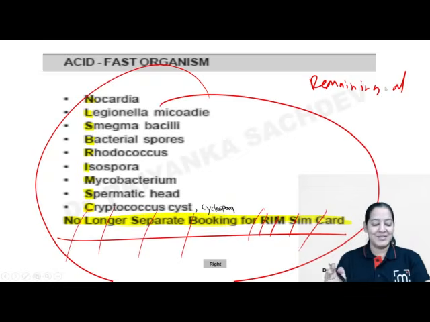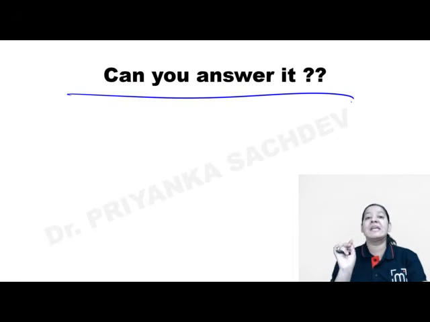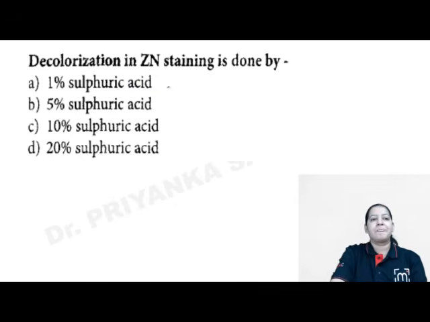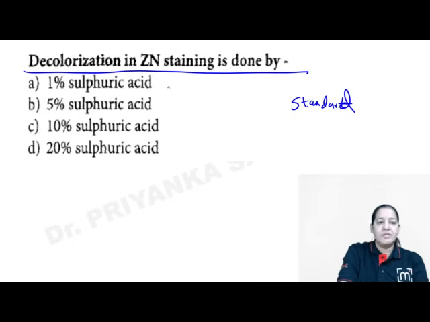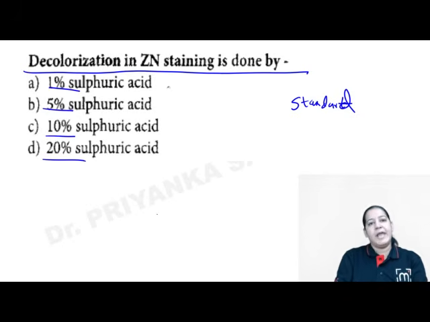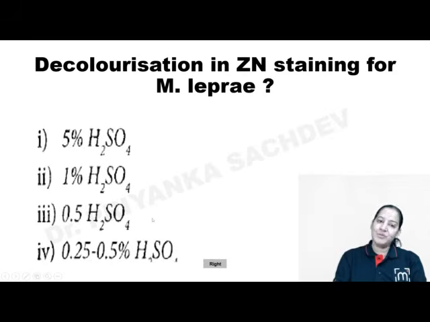Right? Now I would like to ask you 2 questions here. If you have attended my lecture attentively, please answer these 2 questions. Question number 1 is in front of you. Decolorization in ZN stain. If I'm not asking specifically for any bacteria, I want to ask you the standard. What is the standard decolorizer we are using? I'm not mentioning the name of any particular bacteria now. So is it 1% sulfuric acid, 5% sulfuric acid, 10% sulfuric acid, or 20%? ABCD, what is your answer? Please drop your answer in the comment box right now. That was question number 1.